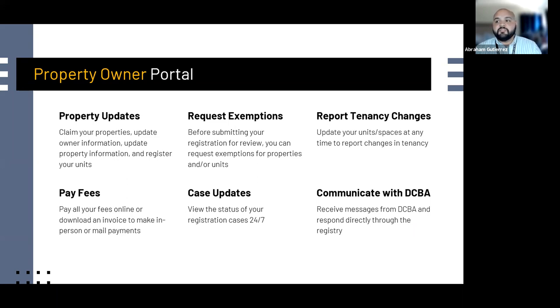This is the portion of the registry system designed to help landlords meet the requirements of the RSO and MRSO. They will use the registry to provide property updates. This includes things like claiming ownership of a property, updating property information, and registering their units. They can request exemptions, like we discussed earlier, before completing the registration process, and they'll be allowed to apply for exemptions directly with DCBA. You can also report changes to tenancies as required by the RSO and MRSO and pay their fees. The registry is also a place where they can receive updates on their cases and communicate directly with the Department of Consumer and Business Affairs.